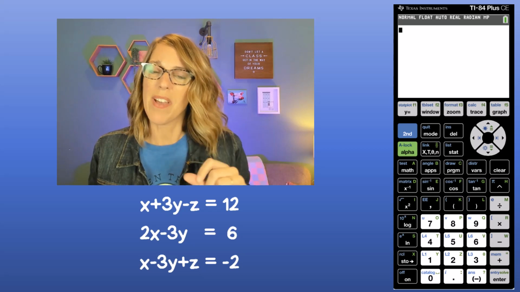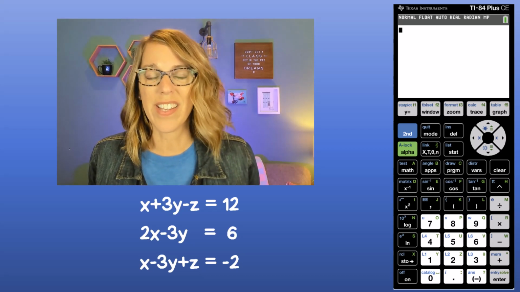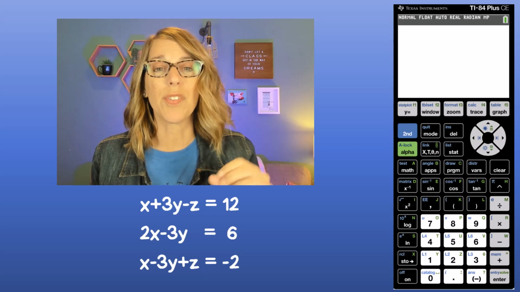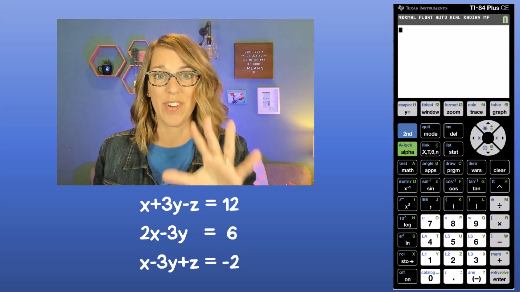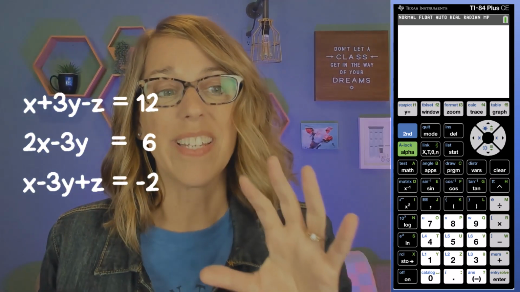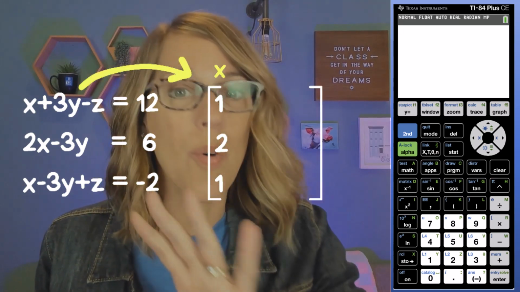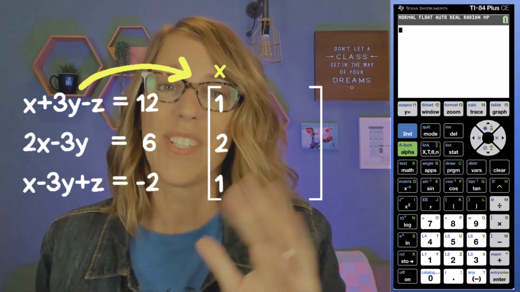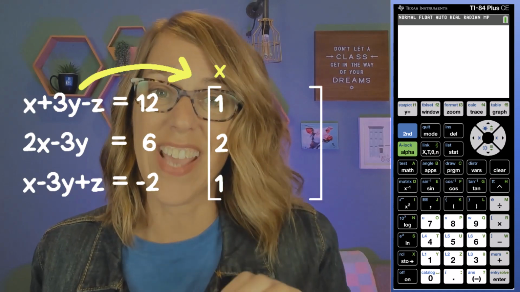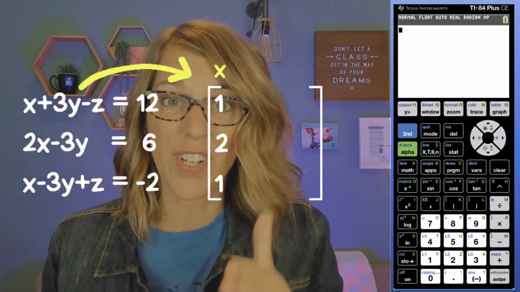To solve this system of 3 equations with our graphing calculator, the very first thing that we want to do is to rethink this as a matrix. Here's what I mean. I want to take my equation and we're going to put it into a matrix using only the coefficients. So what I've got here are the coefficients on the x's. Those are going to go in my very first column.